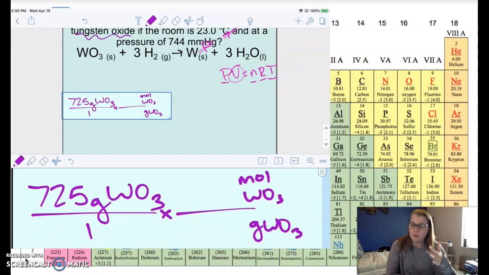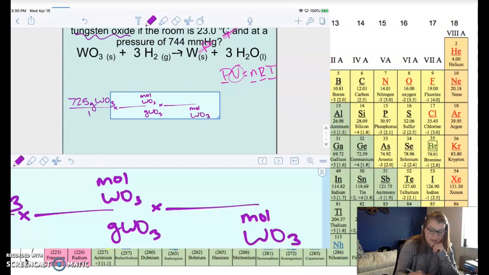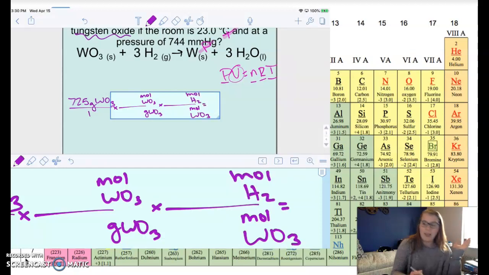So if I plugged moles of tungsten oxide into PV equals nRT, I would be solving for volume of tungsten oxide. But I want volume of hydrogen. So what I can do is set up one more step, and convert the moles of tungsten oxide to moles of hydrogen. And then I can use PV equals nRT.